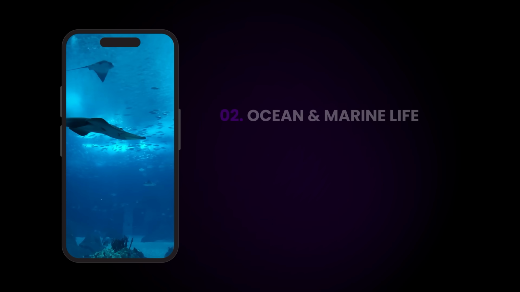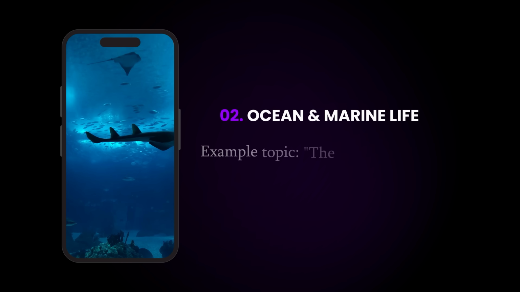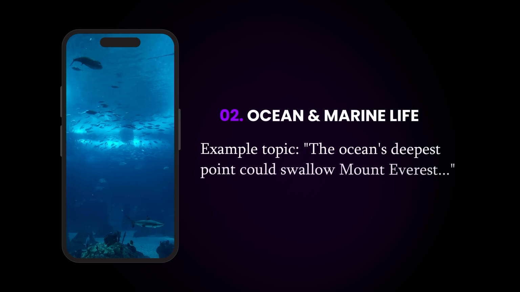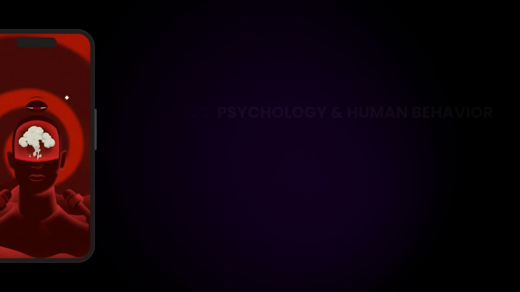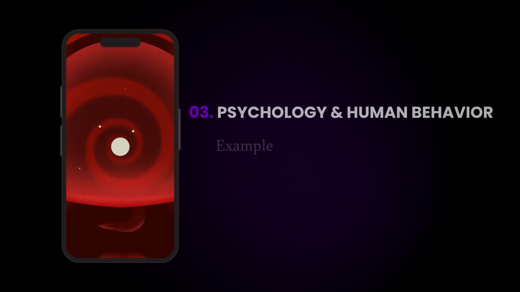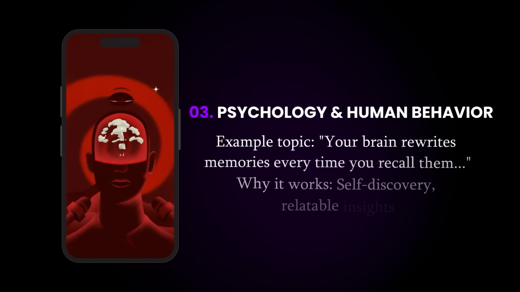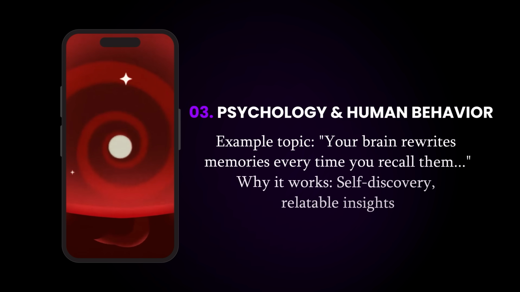The next one is ocean and marine life. An example topic could be the ocean's deepest point could swallow Mount Everest. Why it works? Unknown mysteries, alien-like creatures. Clickbait. Audience, nature lovers, adventure seekers. Next, we have psychology and human behavior. Your brain rewrites memories every time you recall them. Why it works? Self-discovery, relatable insight. Audience, self-improvement, 20 to 40 range and beyond.